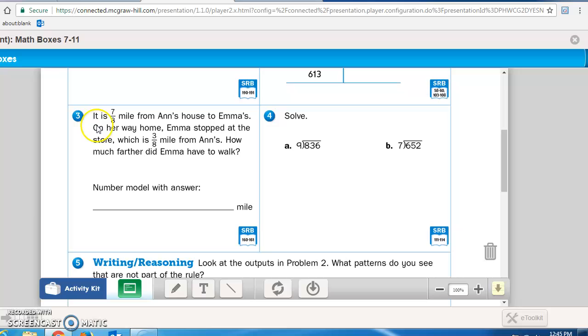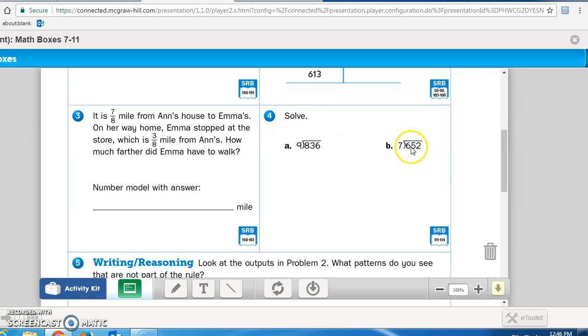Math box number 3 says it is 7/8 mile from Ann's house to Emma's. On her way home, Emma stopped at the store, which is 3/8 of a mile from Ann's. How much further did Emma have to walk? So don't forget, write your number model with your answer, and your units is going to be miles.